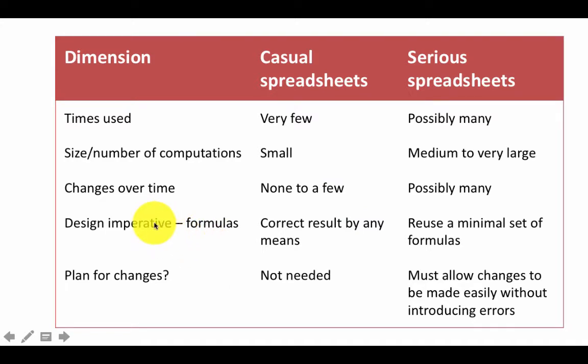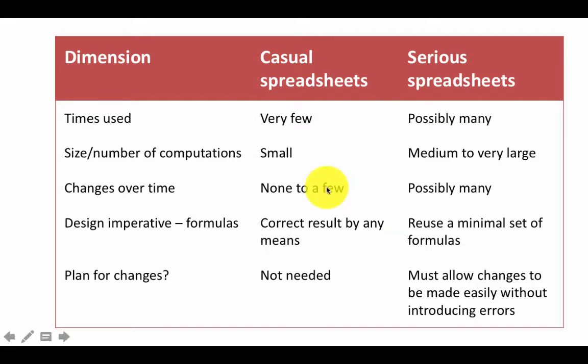Okay, so the big design imperative is formulas. In casual spreadsheets, you don't really care how you write your formulas. All you're interested in is getting the correct results. And once you've got the results, your job is done, you move on. So it doesn't really matter how you got to the correct number, you just got to it. Whereas in serious spreadsheets, you really have to be careful to reuse a minimal set of formulas to get the correct numbers, because it's not just a question of getting the correct number. If you get the correct number once and some change occurs, you may have to make very serious changes to the spreadsheet, and that'll be extremely time-consuming or even impossible.